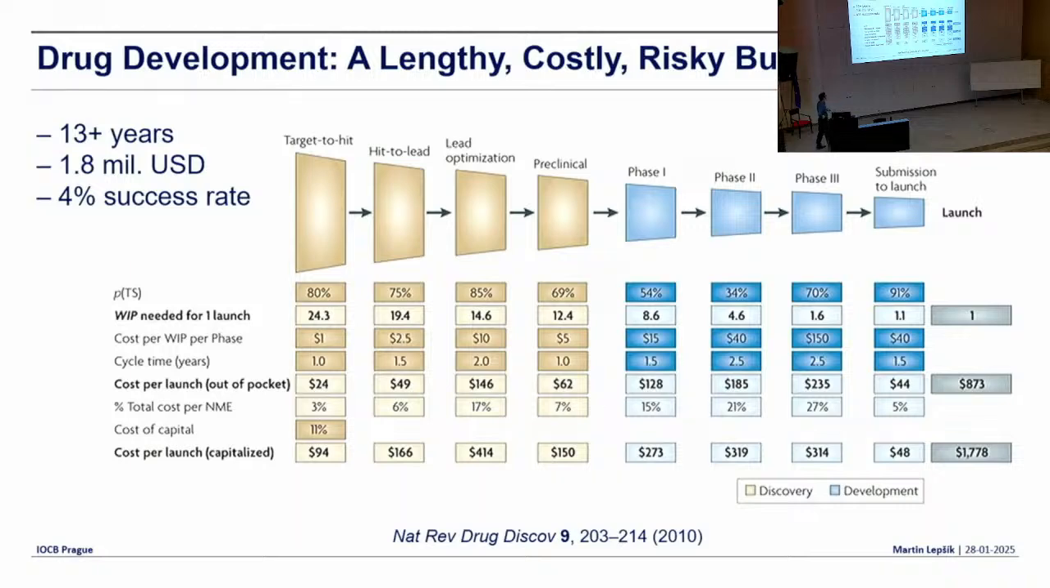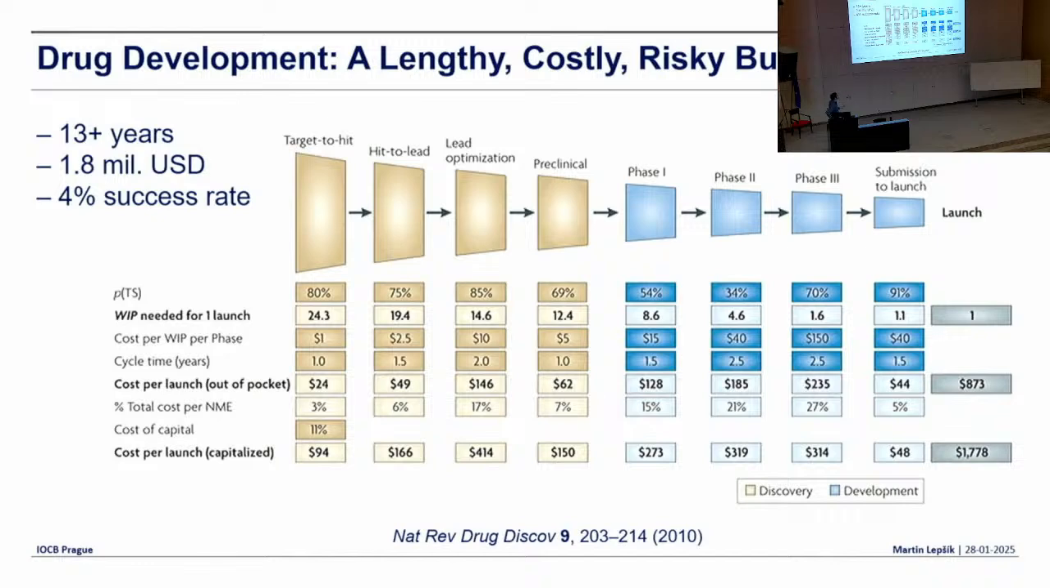So let's start. You may have seen similar graphs like this, which will tell you generally three things. The drug development is a process which is lengthy. It takes 13 plus years. You can see this cost per cycle time in years, so there's like 1 or 2 or 3 years per each stage. Then it's a costly process, so you really pay a lot.